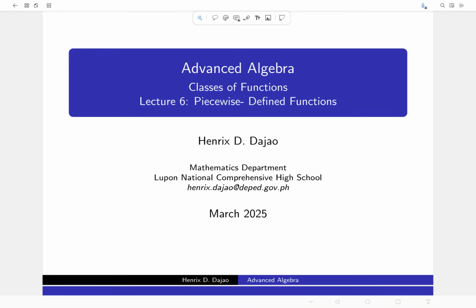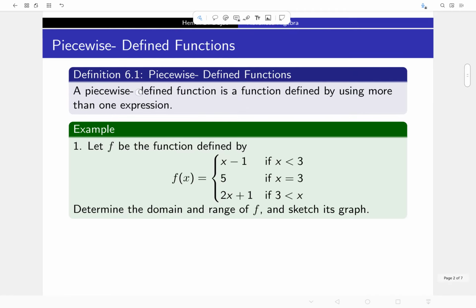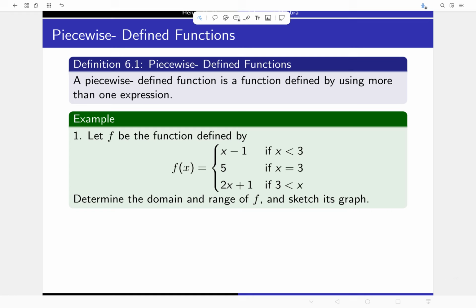Hi, in this video, we're going to explain another category of function called the piecewise defined function. So let's first define the piecewise defined function. A piecewise defined function is a function defined by using more than one expression.